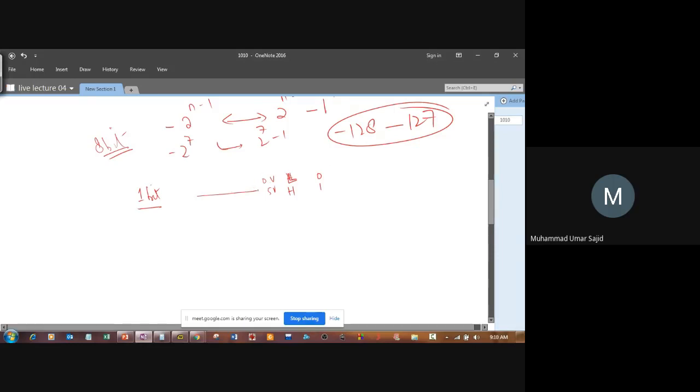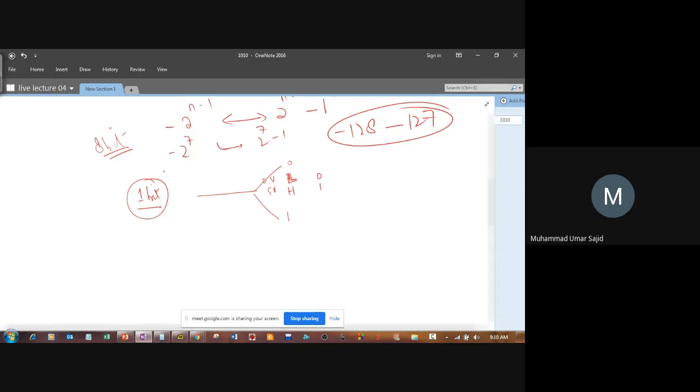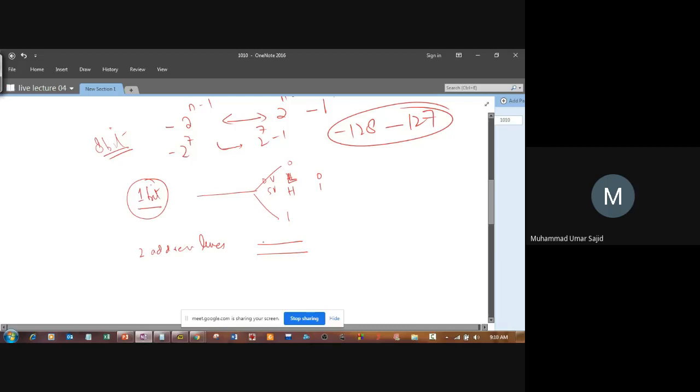So this address bus can access either memory 0 or memory 1. If you have a 1-bit address line, that means you can access only 2 memory locations. Now let's say you have 2 address lines. That means we have 2 wires, and each of these wires can have either 0 or 1. So there are actually 4 possible combinations: 00, 01, 10 and 11.